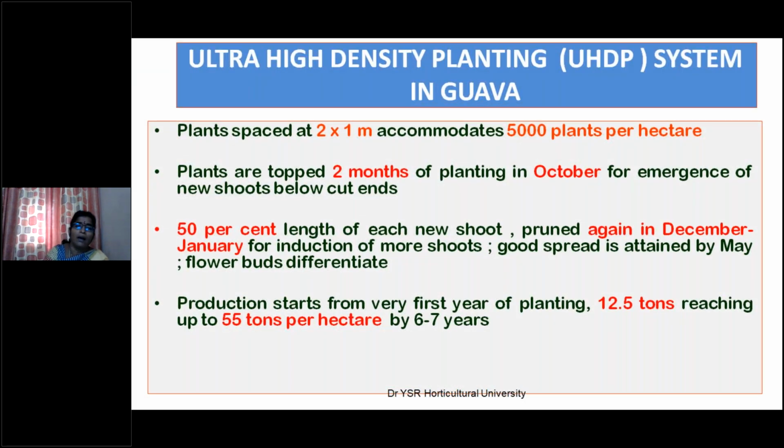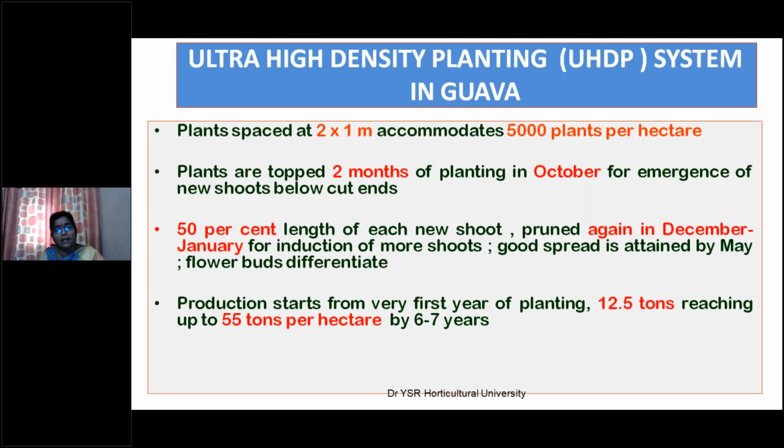So here we are planting the plants at 2 meters by 1 meter spacing, that is row to row spacing is 2 meters and plant to plant spacing is 1 meter. We can accommodate 5,000 plants per hectare. And as in high density planting, we have to allow the plant to grow for 2 months, and topping should be done in the October month. And after again allowing the plants to grow up to December, you have to prune 50% of its length, that is secondary pruning.